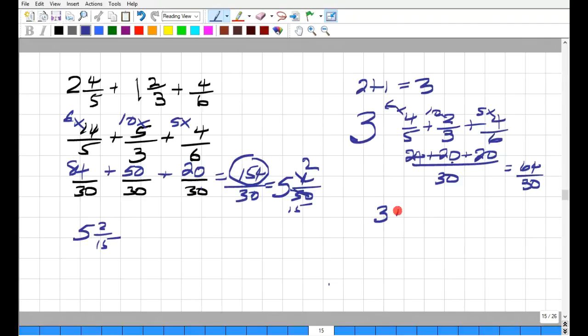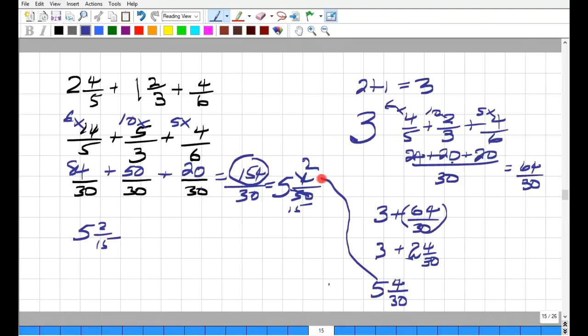So this is 3 plus 64 over 30. Now 30, let's just look at this section of it. 30 could go into 64 two whole times. Okay, so this can be converted to 2 and 4 over 30. So if we add our 3 and 2 as whole numbers, we're going to get 5. And then we end up with 4 over 30.